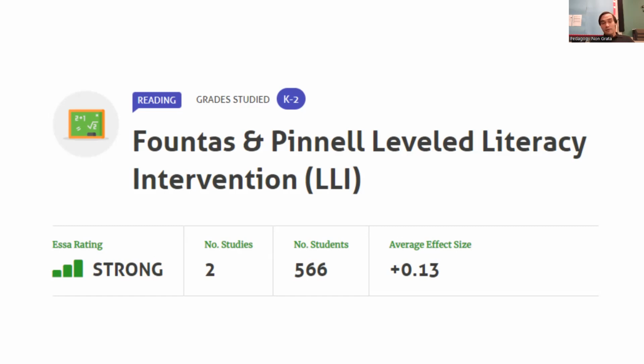However, the effect size I found for LOI originally was higher based on the same studies. And the reason for that is that evidence for ESSA actually excludes proximal results from their analysis, whereas I don't. I separate it out and tell you what is the proximal, meaning researcher designed assessments or low quality assessment results, and what is the standardized assessment results.